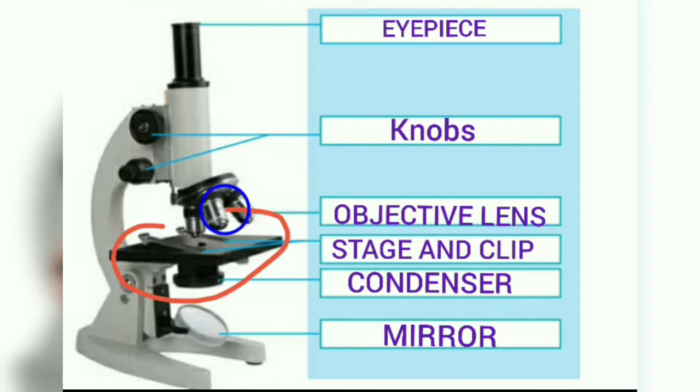These are stage and clip. We can place the object on the stage and fix it by the clip. This part is known as condenser. Condenser focuses light on the material to be observed. This is mirror. Mirror is to reflect light.